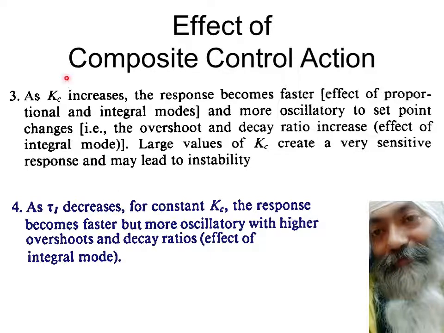What we see is that as Kc is increased, the system becomes faster but more oscillatory. So we see that as tau I decreases for constant Kc, the response becomes faster again but more oscillatory. So either you increase Kc or you decrease tau I, this effect is the same in both the cases. That is, the system will become faster. No doubt it will become faster, but it will become more oscillatory. It will start showing overshoots, and the decay ratio will also not be high, rather it will continue for a longer period of time. It will not decay quickly.